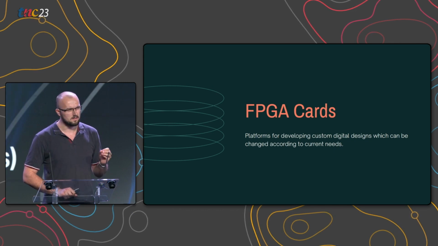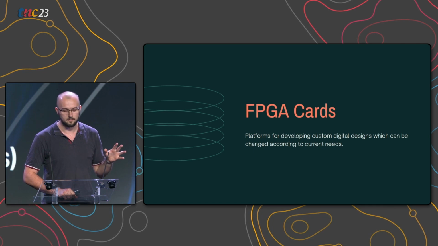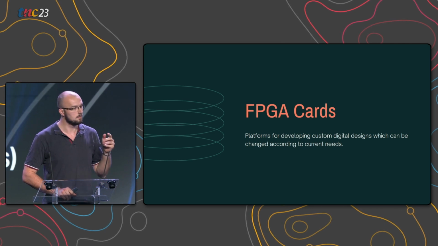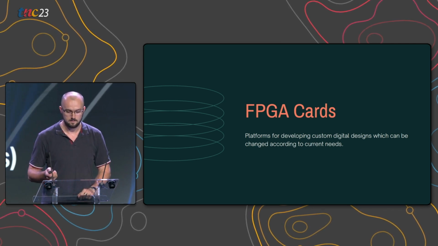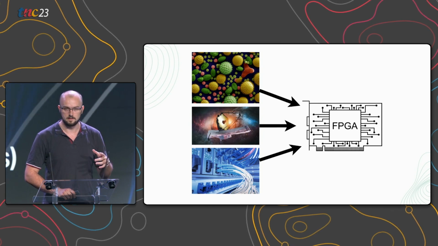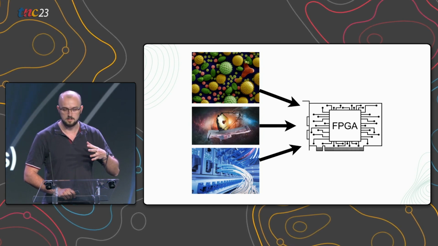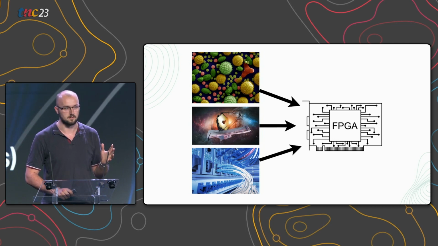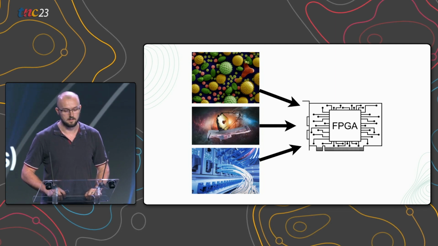Nowadays, there is a huge offer of so-called FPGA cards. Those are platforms that allow us to develop our custom digital designs that can be changed according to the current needs, and changed multiple times. So I established these three possible data streams that can be processed on the FPGA. Oftentimes we call this processing hardware acceleration, because some algorithms benefit from the hardware acceleration.